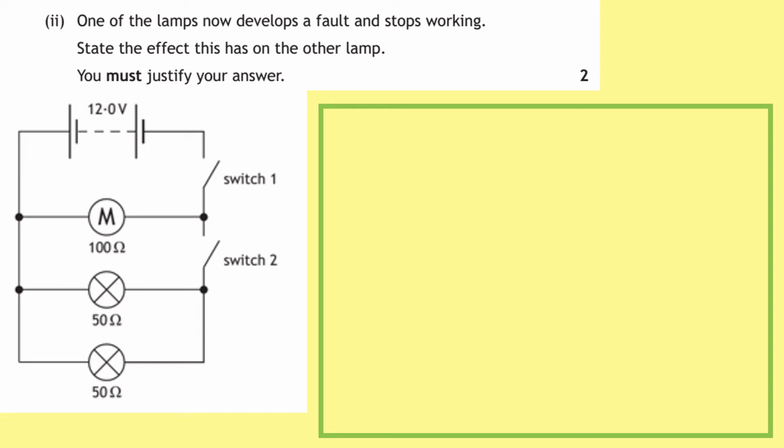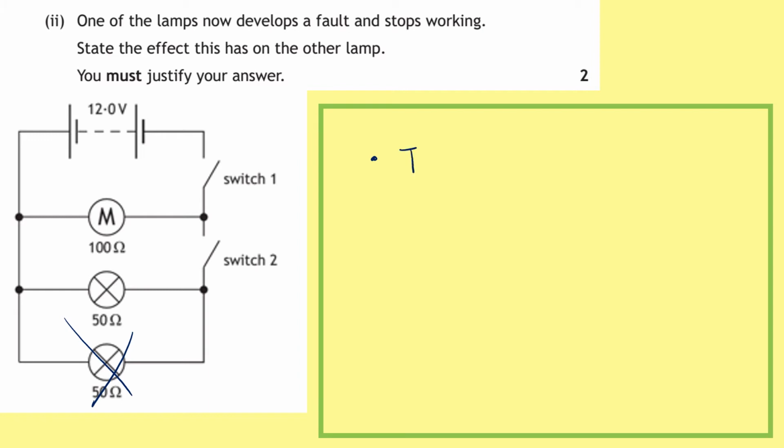Part 2. One of the lamps now develops a fault and stops working. State the effect this has on the other lamp, and you must justify your answer. So because we can see that the motor, the first lamp and the second lamp are in parallel, if we got rid of, say, this lamp just here, the other lamp is going to stay on. And that's actually all we need to say just here.